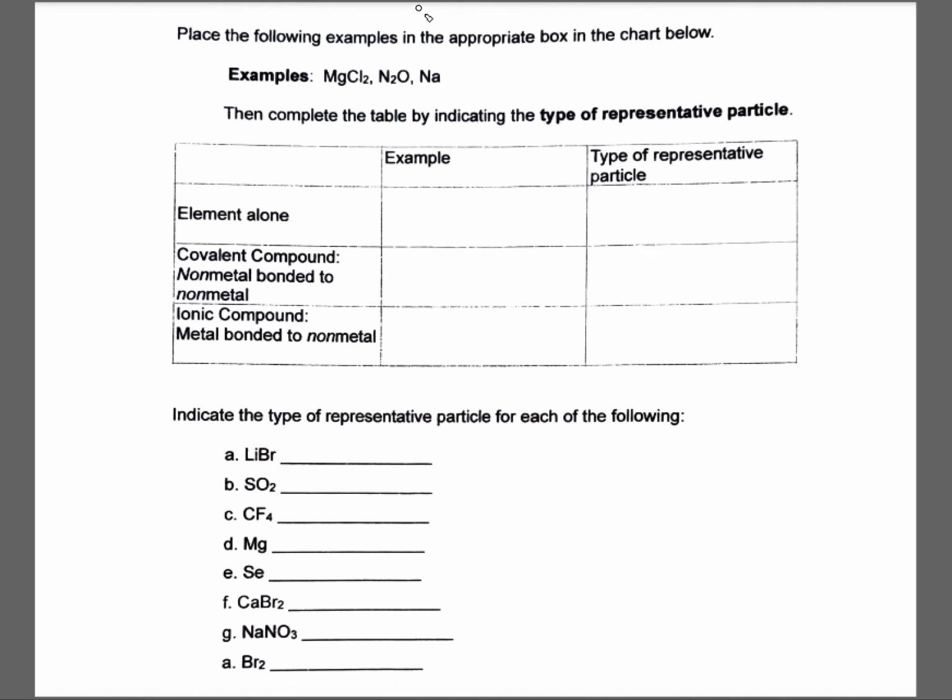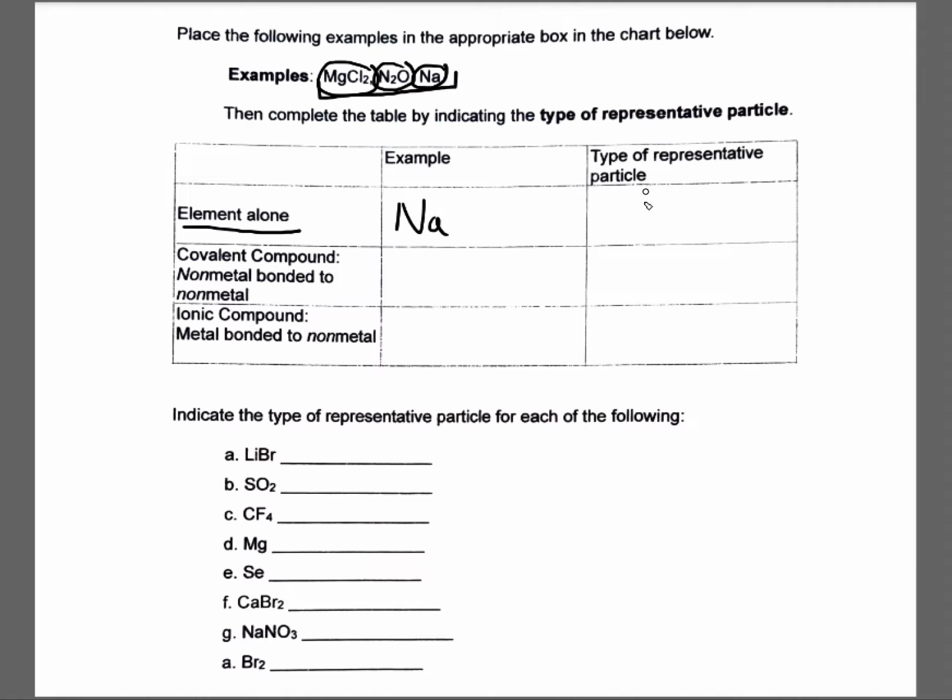And so when we're dealing with the smallest particle of a substance, it depends on the type of substance that we're talking about. So let's say we go on to this next page here. Let's say we look at these examples here. We've got three different things. We've got this compound called magnesium chloride, this compound of dinitrogen monoxide, and then sodium by itself. And so in each case, we'd be dealing with something different. For the element alone, that would be something like sodium.